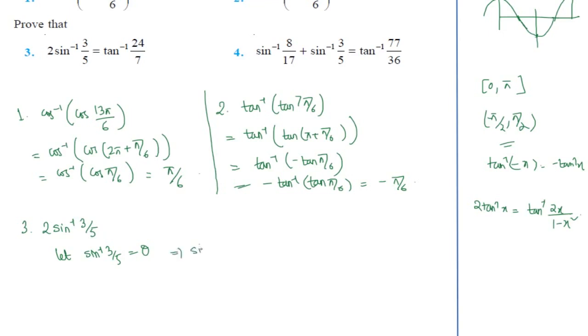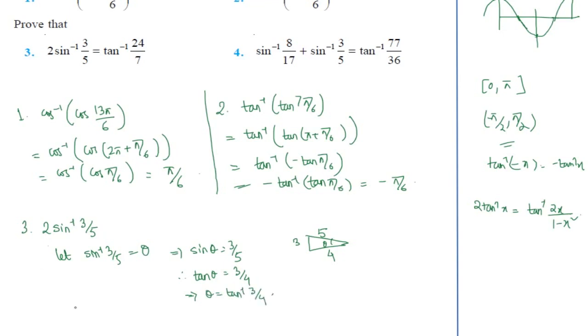So from here we can see that sine theta is equal to 3 by 5. For sine theta equal to 3 by 5, if you make a right angle triangle, you will get the base with respect to theta as 4 by Pythagoras theorem. So tan theta, if sine theta is equal to 3 by 5, you easily get tan theta is equal to 3 by 4. Okay, so we can say theta is equal to tan inverse of 3 by 4.